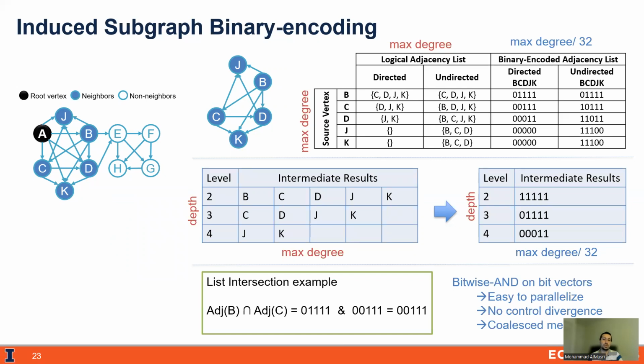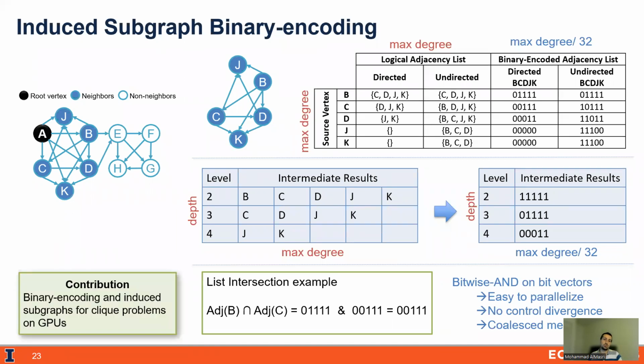And the most important part is we now can use bitwise AND operation to do the set intersection, which is important for GPU because there will be no control divergence and it will improve memory coalescing. And these are the critical aspects that will get the GPU high performance when we use the bitwise AND operations. So our contribution here is that we observed the importance of binary encoding and induced subgraphs for clique problems on GPUs.